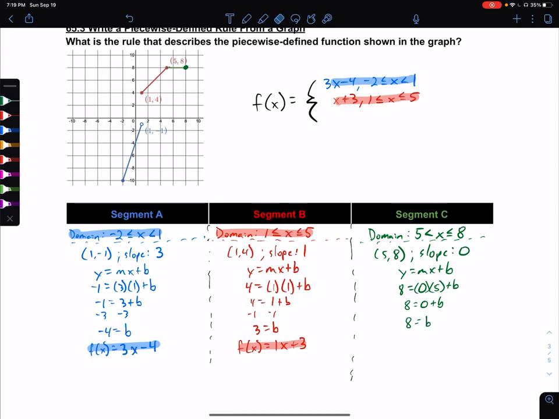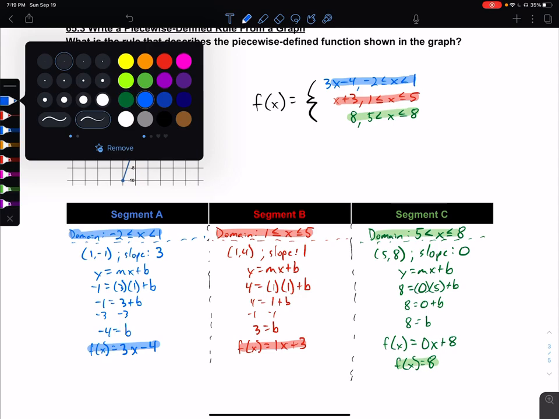So we'll write that out. So f of x would be equal to, the slope is 0, so we can say 0x plus 8, but we're better off just saying f of x is equal to 8. So we have 8 here, and that goes from a domain of 5 less than x, which is less than or equal to 8. And that's it. We've come up with a piecewise defined function that is shown in the graph.